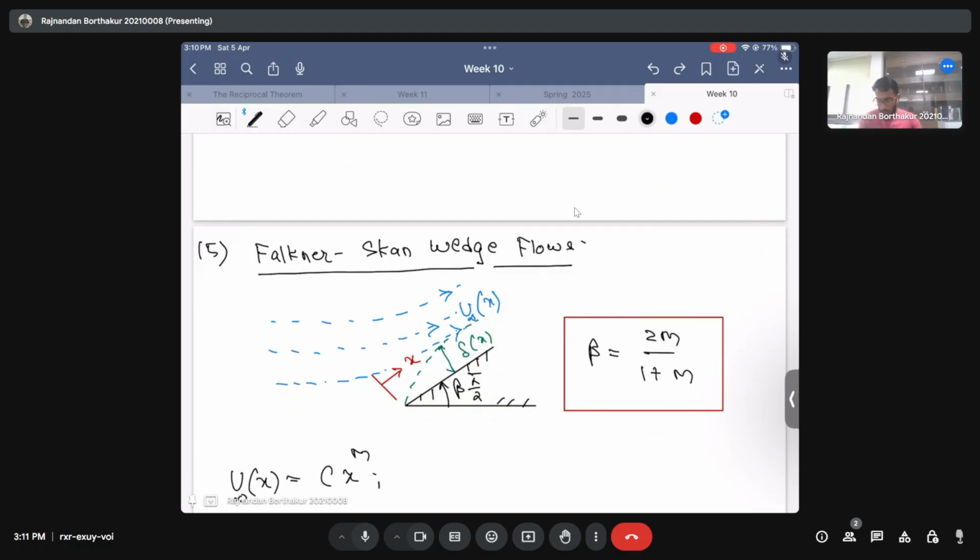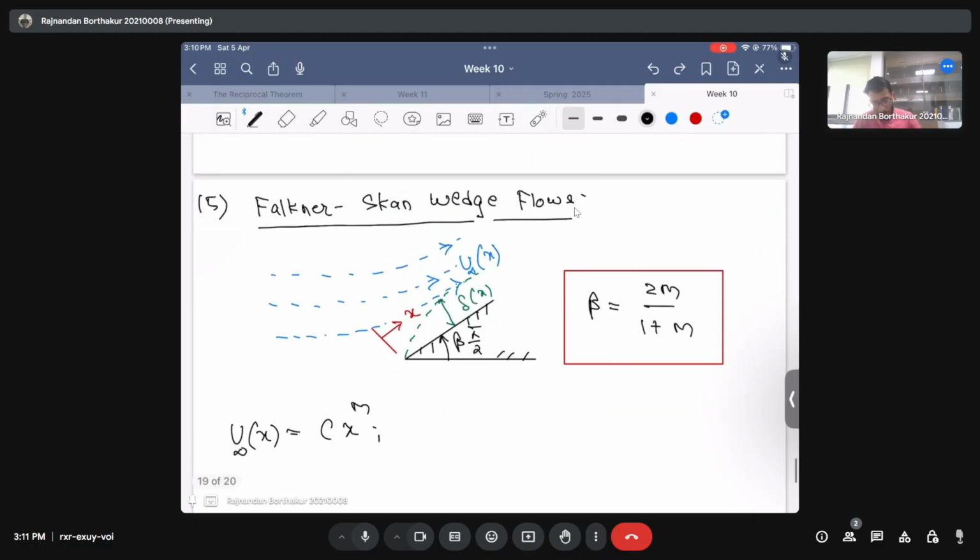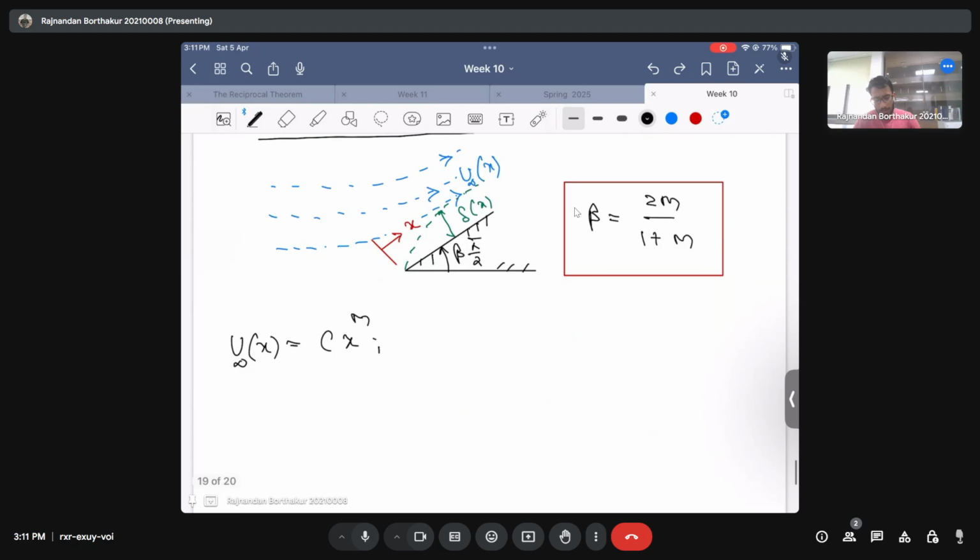Okay, so our objective is to prove that the pressure gradient is not equal to 0 when beta is not equal to 0. And we will see how we go on with this.